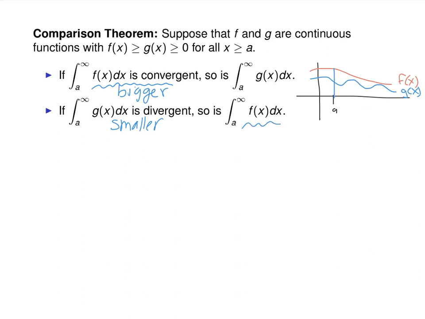It takes a little bit of practice to figure out what way to do the comparison, but I think that this is pretty darn logical if you think about it that way. If the bigger one converges, the smaller one has to converge too. If the smaller one diverges, the bigger one has to do so as well.